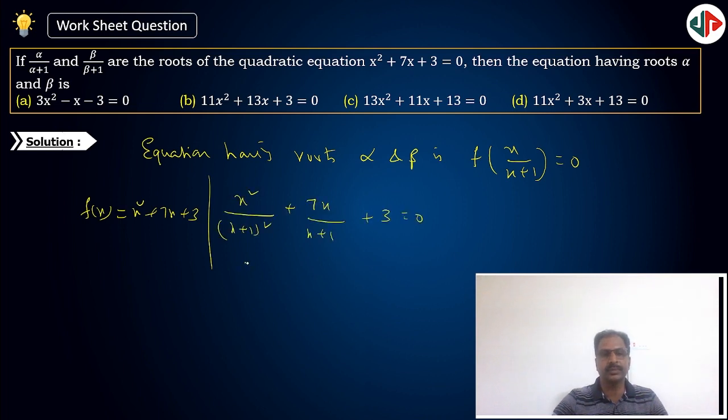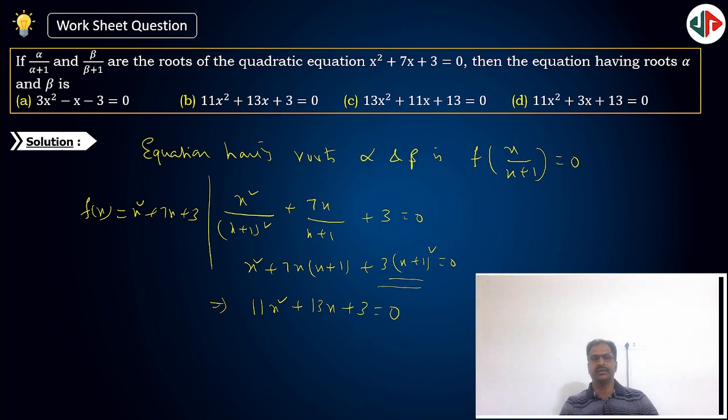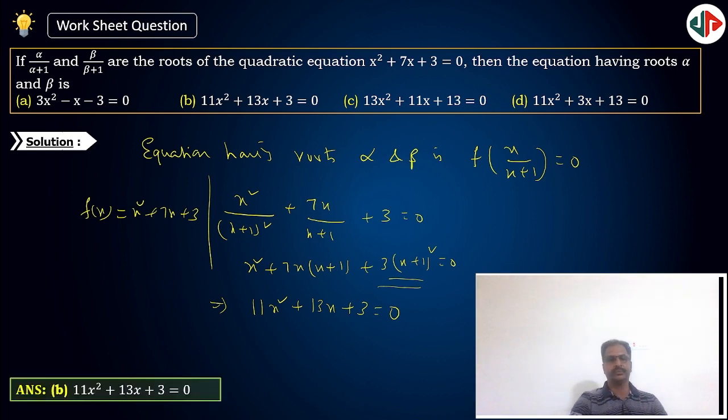Take LCM and do cross multiplication. You get x^2 + 7x into (x + 1) plus 3 into (x + 1) whole square. If you expand all the terms, here you get 3x^2, 7x^2, 3x^2 plus 7x^2, 10x^2 plus 1, 11x^2. Here you get 6x, here you get 6x, here you get 7x, 13x, and the constant term will be 3. 11x^2 + 13x + 3 = 0, option B.